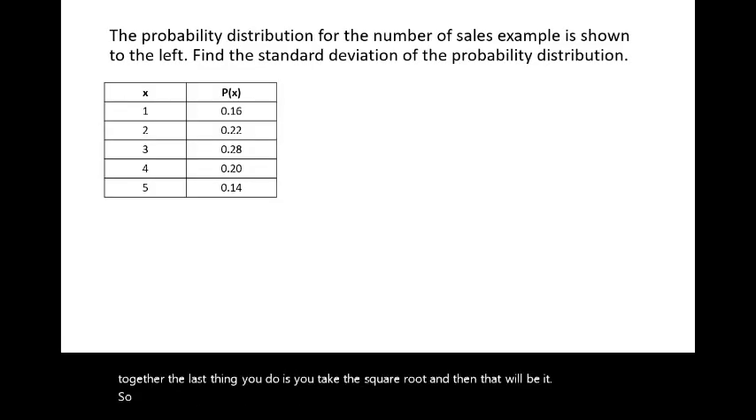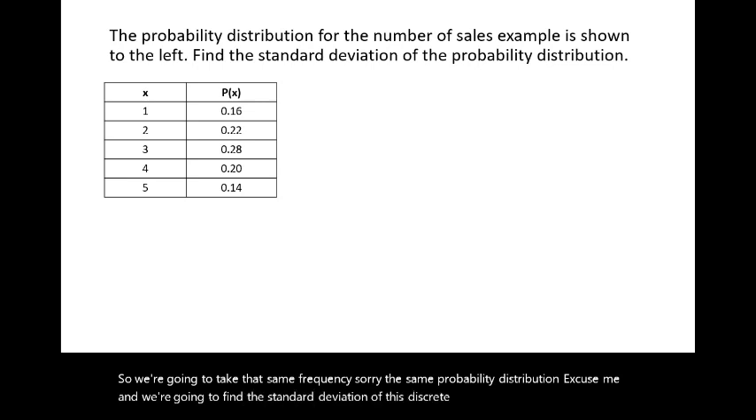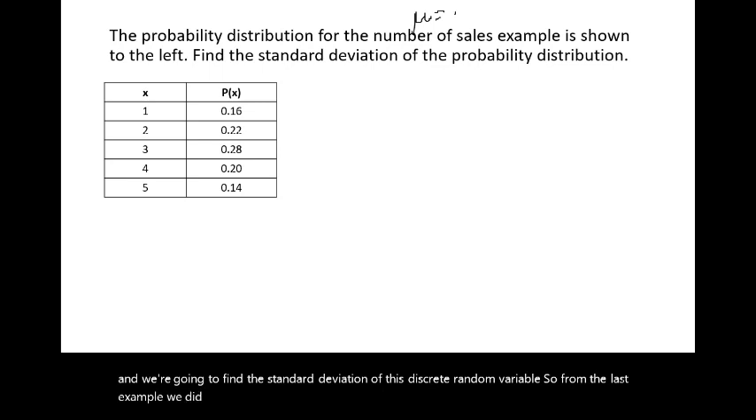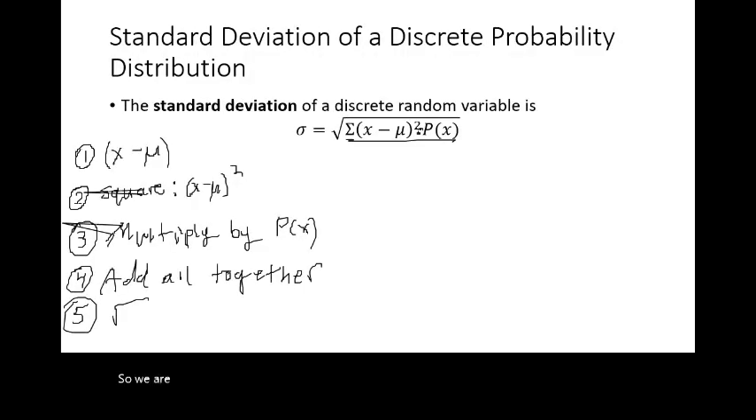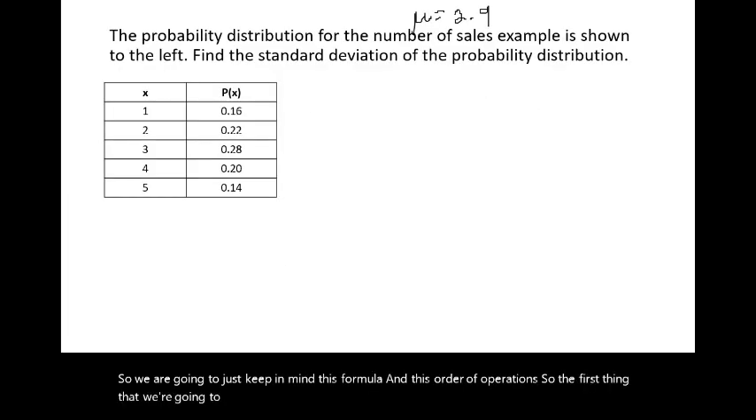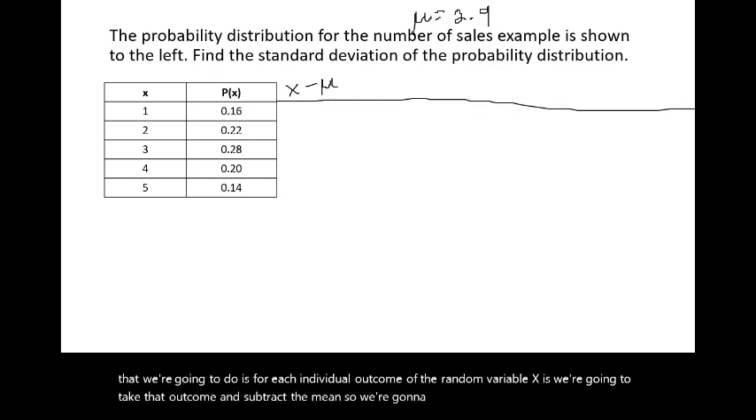So we're going to take that same probability distribution, and we're going to find the standard deviation of this discrete random variable. So from the last example, we did get the mean to be 2.9. So we're going to be using the mean of 2.9 for each of these. We are going to keep in mind this formula and this order of operations. So the first thing that we're going to do, for each individual outcome of the random variable x, is take that outcome and subtract the mean. So we're going to be subtracting 2.9 from each of these outcomes of x.